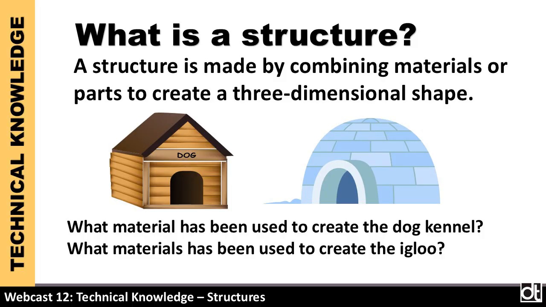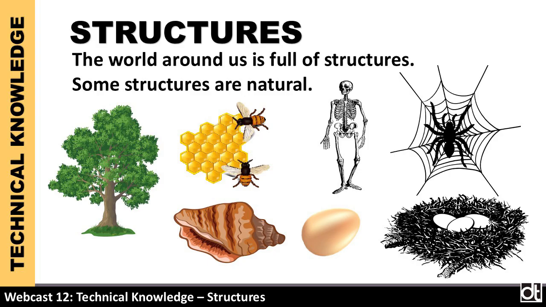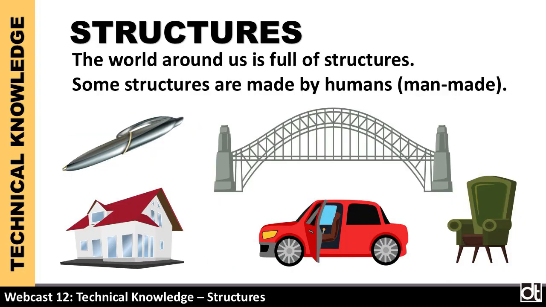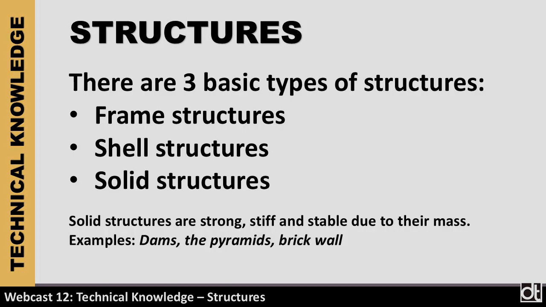A structure is made by combining materials or parts to create a 3-dimensional shape. Structures can be made in different ways using a variety of different materials. Some structures occur naturally in nature, whereas other structures have been made by human endeavour. Basically, there are three types of structures. In primary schools, children learn about both frame structures and shell structures.